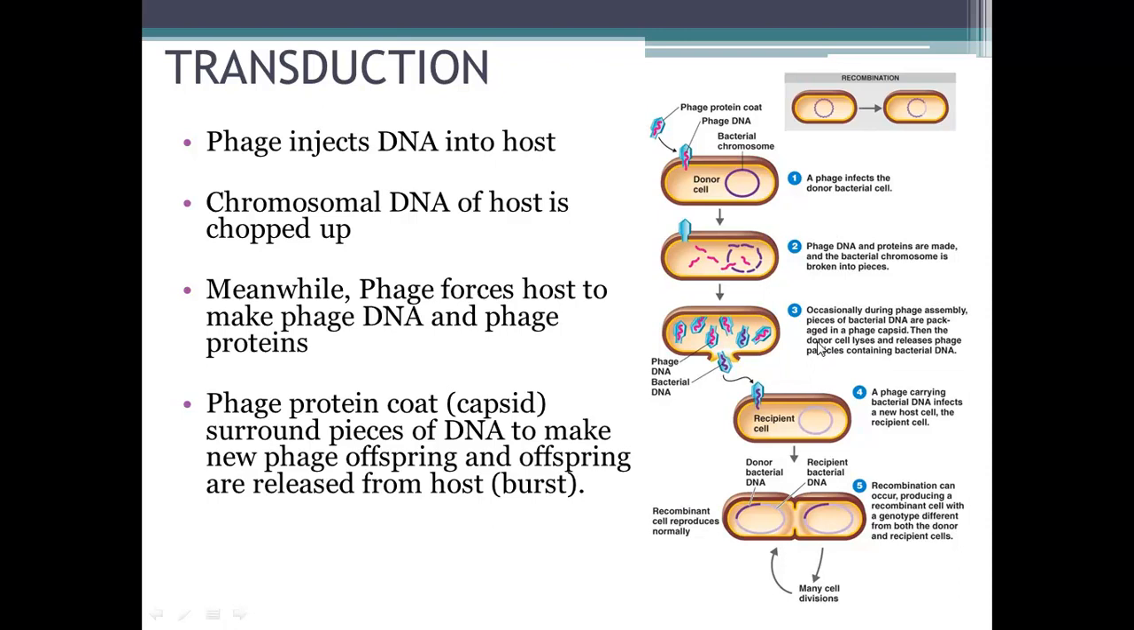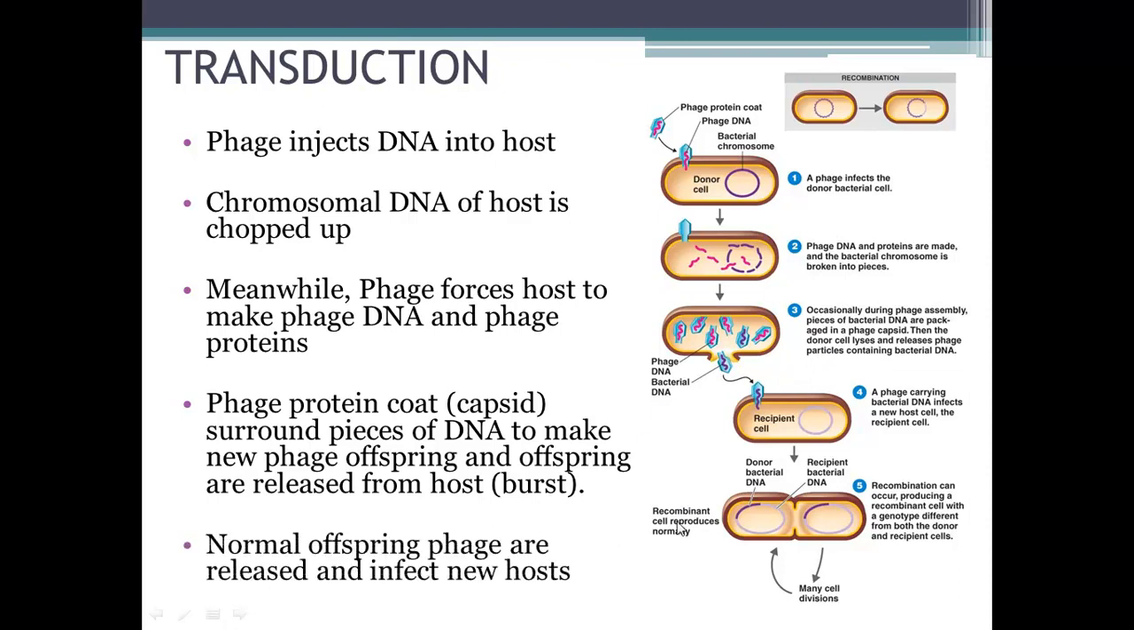And of course, look, next door, there's another bacterial cell. The normal offspring phage are released, and they go ahead and infect a new host. But what you see here is a virus that has the bacterial chromosome from the other bacterial cell, and it now goes into another bacterial cell, and recombination occurs. And check this out. Now this DNA is inside of this one, so this cell now has a whole new genotype and possibly phenotype.